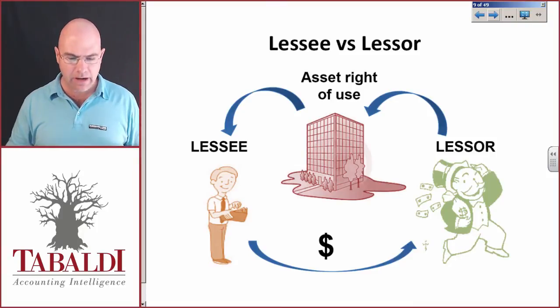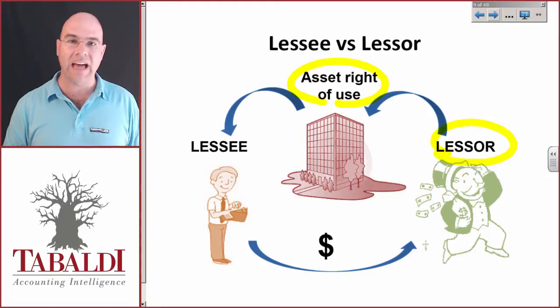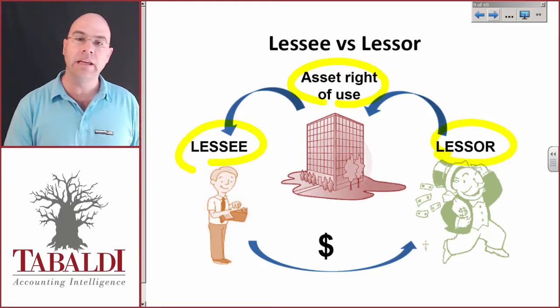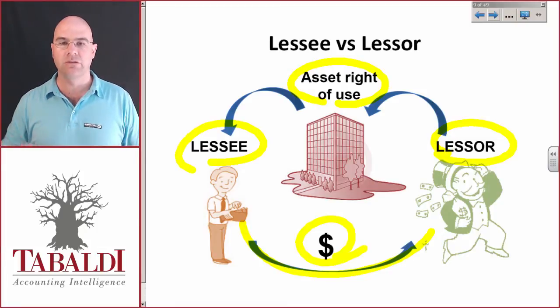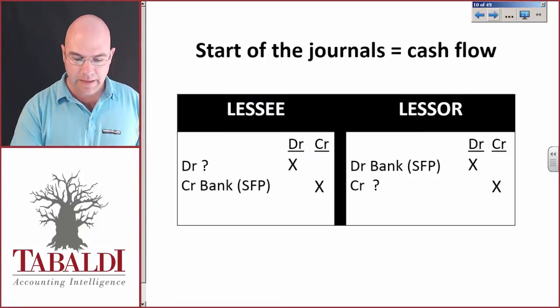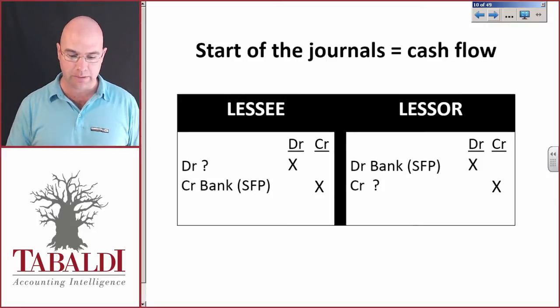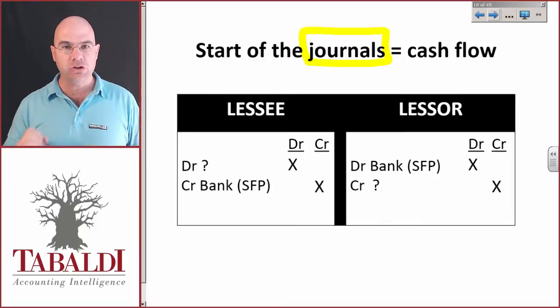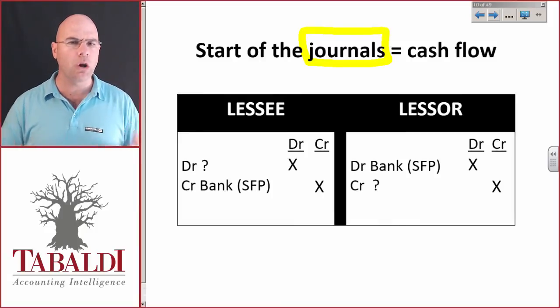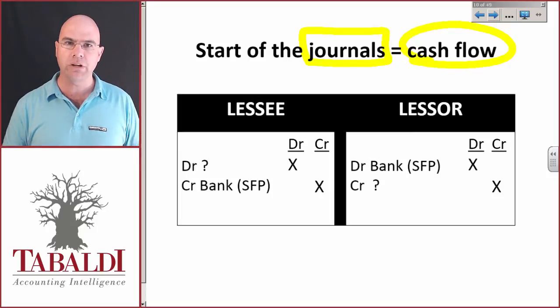Okay, so here's a little diagram. Remember, the lessor gives the right of use up to the lessee, who in exchange makes the payment to the lessor. Now that's all well and good, but what do we need to do with accounting? We need to do a journal. That's our starting point. And you'll hear me say this repeatedly: when you start with journals, especially new or complex journals, identify the cash flows first. And that's all we're going to do now.